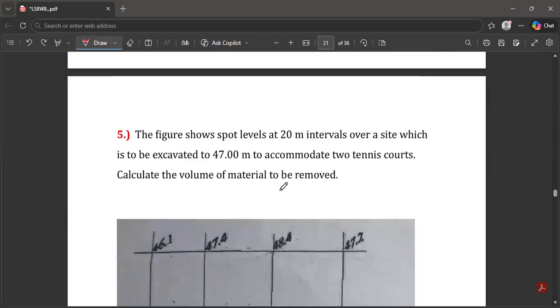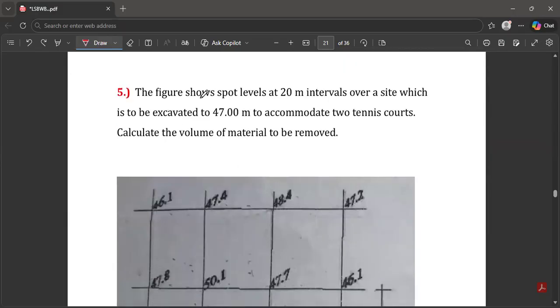So question 5 says that the following figure shows spot levels at 20-meter intervals over a site which is to be excavated to 47 meters to accommodate 2 tennis courts. Calculate the volume of material to be removed.